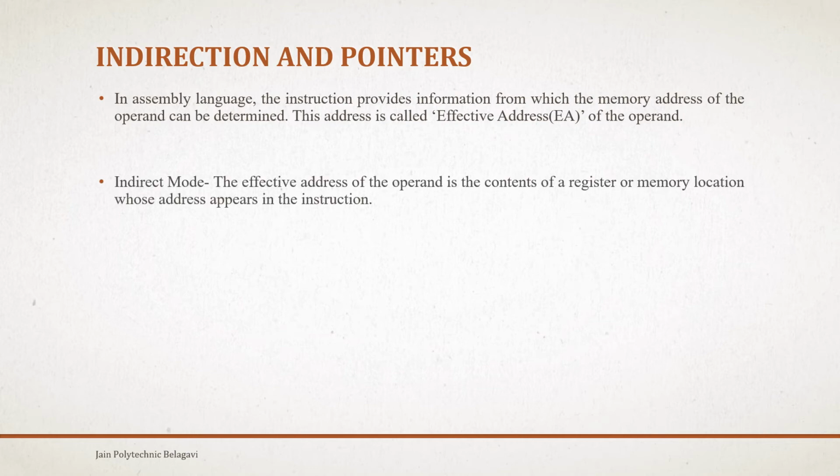So what is this indirect mode? The effective address of the operand is nothing but the contents of a register or memory location whose address appears in the instruction. Suppose the effective address of the operand is present in the contents of a register, or the register or memory location contains the address of the operand as its content, then it is called indirect mode.